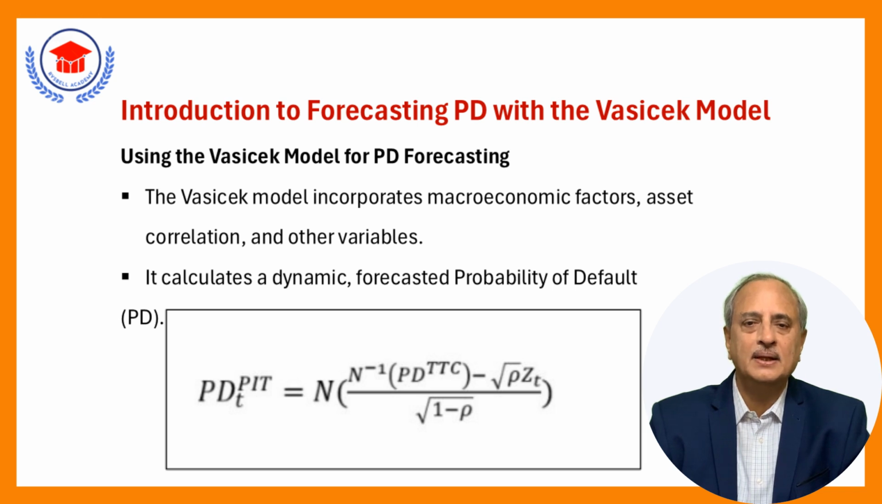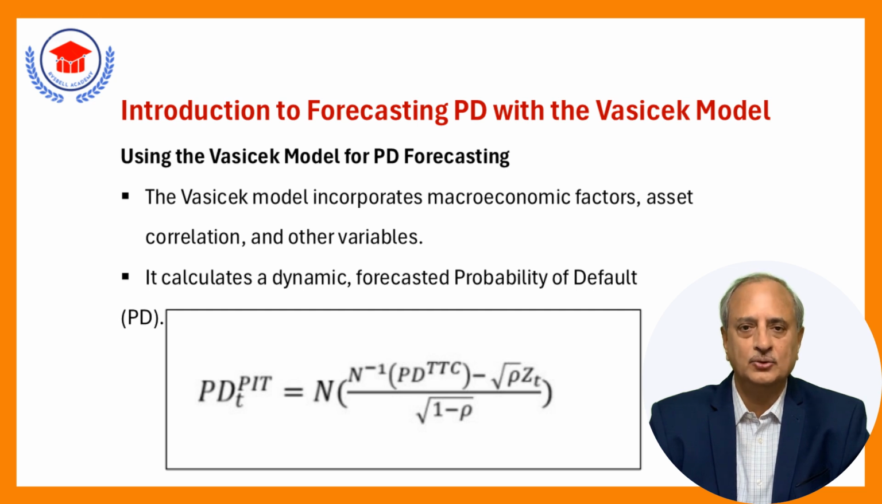Hi again. Let's now talk about how the Vasicek model is used to forecast the probability of default, or PD, and how it accounts for changes over time. Step 1. Forecasted PD with the Vasicek model. The Vasicek model helps calculate the PD by considering macroeconomic factors, asset correlation, and other variables.